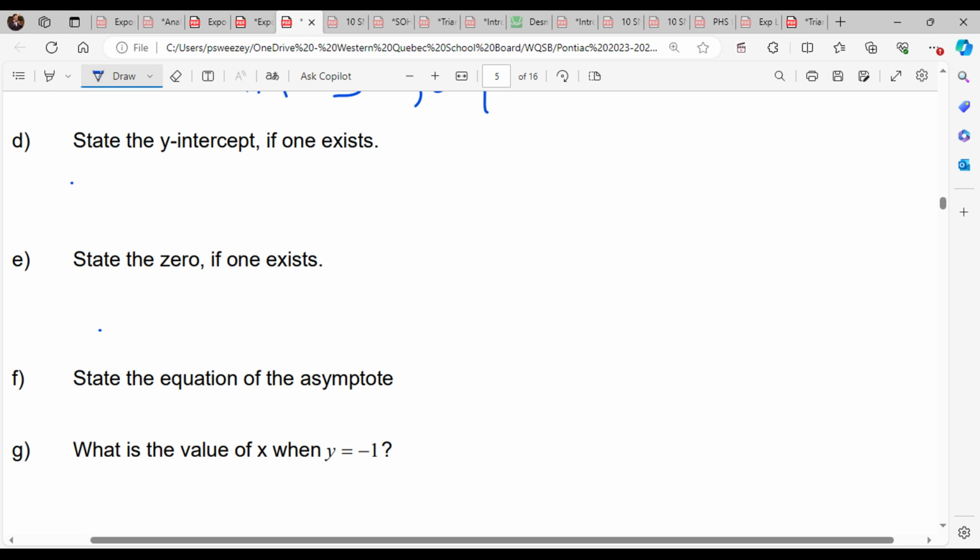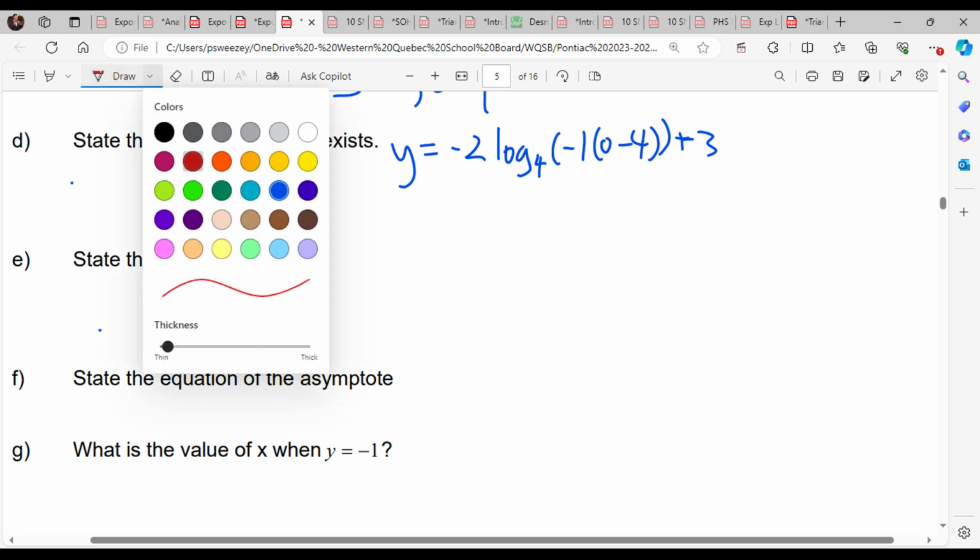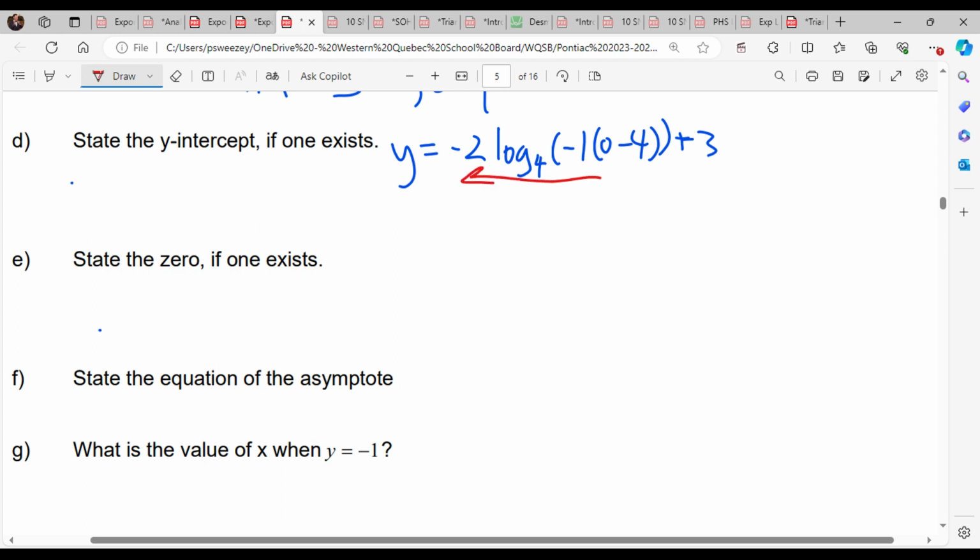What I want to say when you're solving for a y value on these guys here, so the actual value of the function, -2 log 4, -1, x minus 4 plus 3. So if I replace the x value with a 0, because we are looking for the y-intercept, I want to know what it is when x is 0. So there's my function. With these guys here, this is true of any y, I always work inside out.